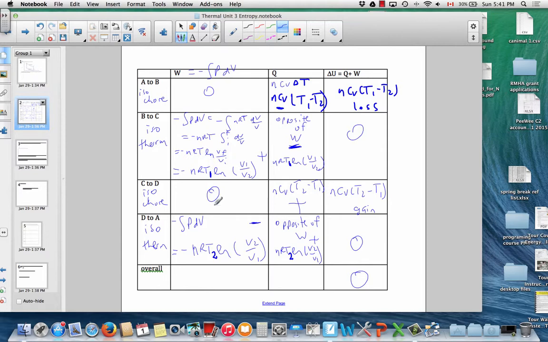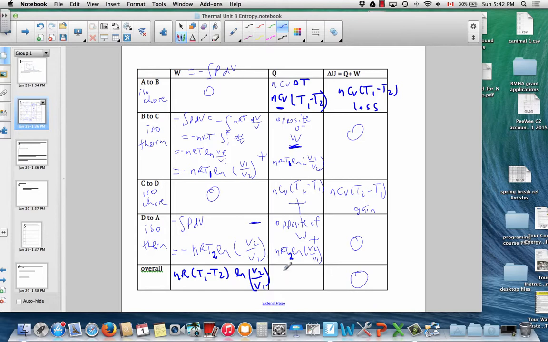So adding this and this, what you get overall is nR, and then it's T1 minus T2 ln of V2 over V1. And you can do that just by taking the reciprocal of this, which introduces a minus in front of the ln. So it ends up as positive T1. That's how this term comes about.